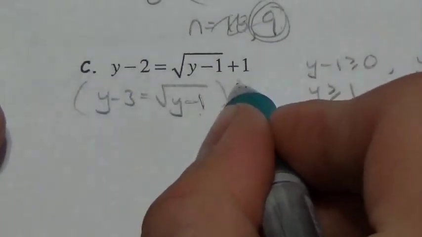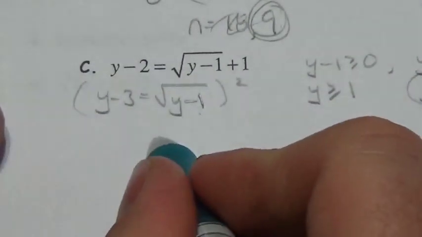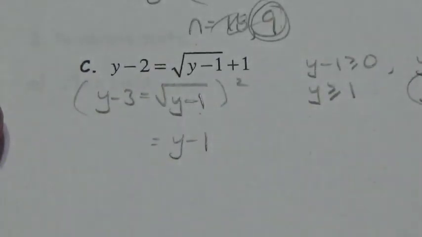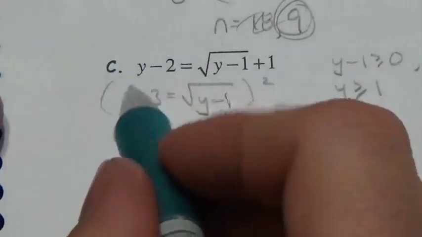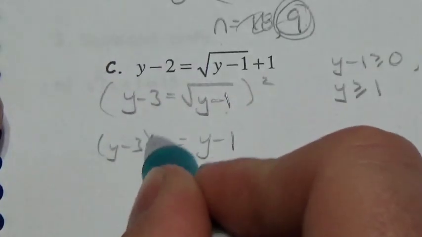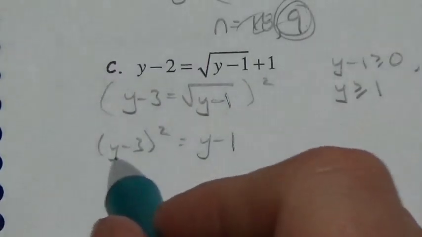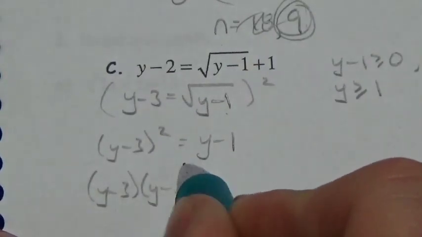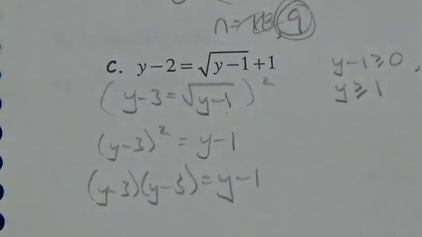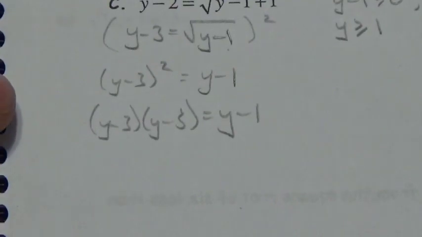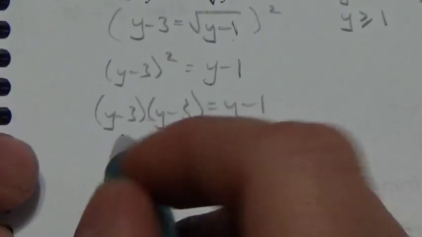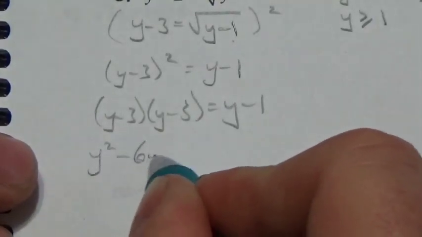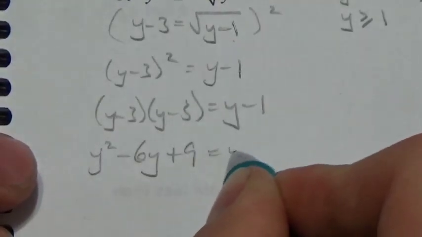So we're going to square both sides of the equation to get rid of the radical. On the right-hand side, that's going to end up being simply y minus 1. On the left-hand side, I'm going to square that binomial, y minus 3 squared, which means y minus 3 multiplied by y minus 3 will equal y minus 1. Now I'm throwing in this additional step more than anything just to remind people of what you've got to do. When I expand this out, I will get y squared minus 6y plus 9 is equal to y minus 1.